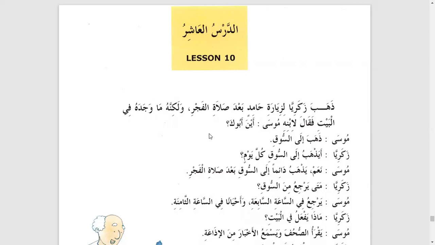ما وجده في البيت. He did not find him in the house. فقال, and he said لابنه, to his son Musa. So why do we have Musa? Musa is a non-Arabic name, sir. Excellent. But why do we need to mention Musa here? When he says فقال لابنه, he said to his son, it's enough.